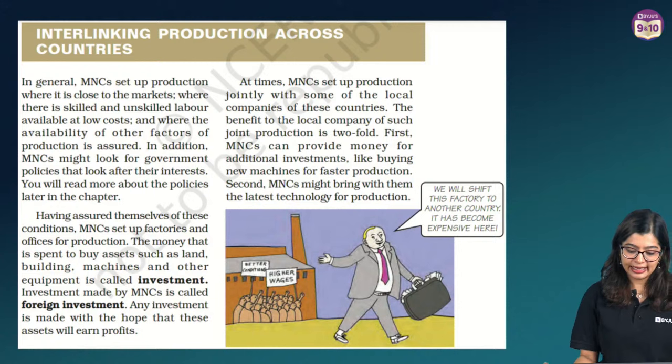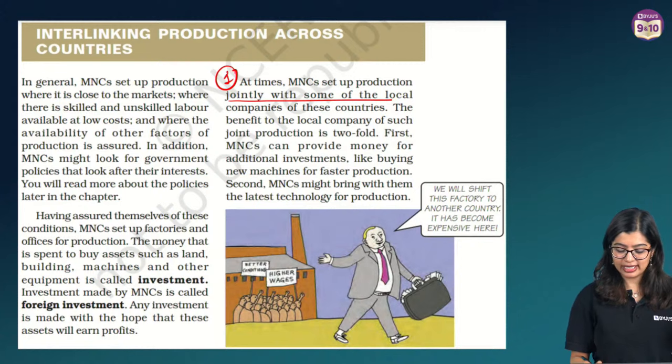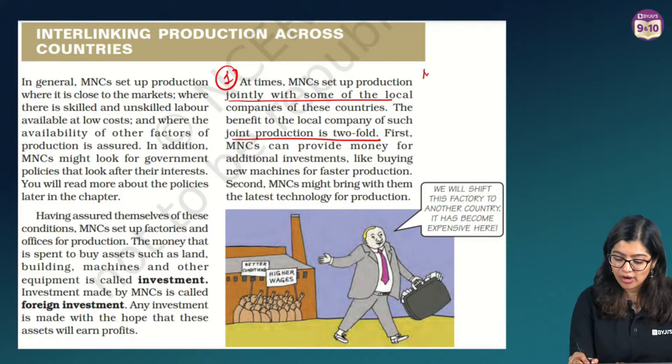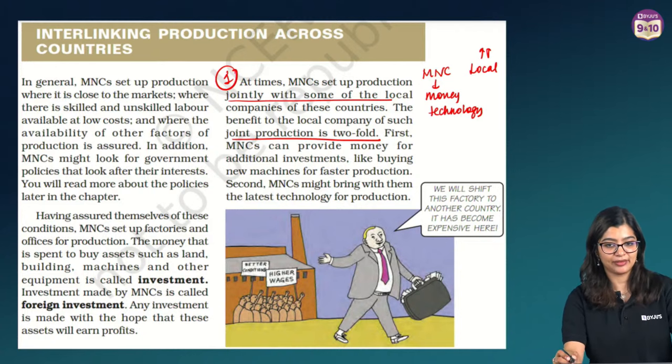So here, interlinking, how do they do it, right? One is they set up production jointly, right? So that is something we discussed. And how this benefits them, their benefit is twofold. So here what will happen, the MNC is providing the money, it is giving newer machines, it will also provide them with technology, and on the other hand, the local company is going to manufacture for them, right?